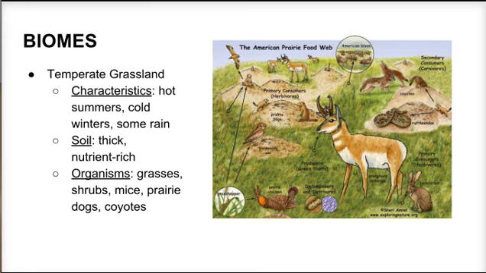The temperate grassland is what they're describing in the old song Home on the Range. This is literally where deer and buffalo roam. It is characterized by hot summers, cold winters, and more rain than the desert, but not enough rain to support larger plants. The soil is thick and nutrient-rich and can support a wide variety of grasses and flowering plants. Other organisms found on the prairie include mice, prairie dogs, and coyotes.